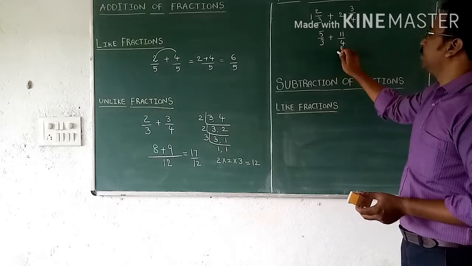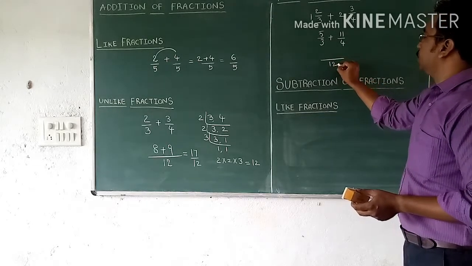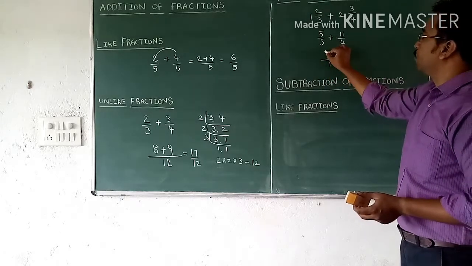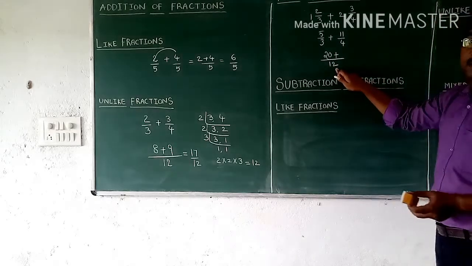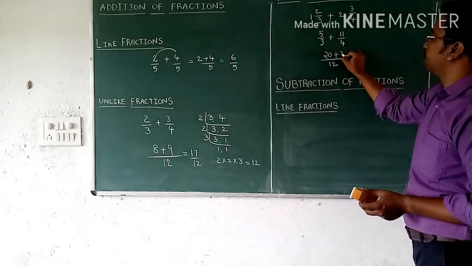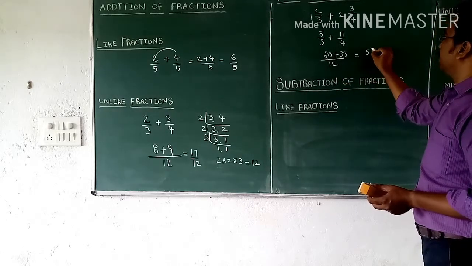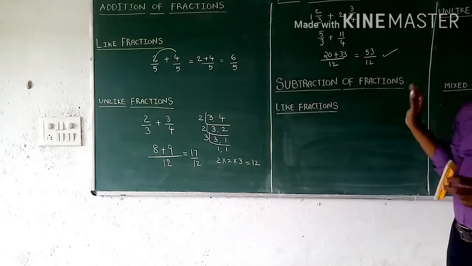Now once again the denominators are 3, 4 here. So the LCM is 12. 3 divides 12 by 4 times. 4 into the numerator 5, 4 into 5, 20, plus 4 divides 12 by 3 times. 3 into 11, 33. So 20 plus 33, 53 by 12. So we can add the mixed fractions in this way.